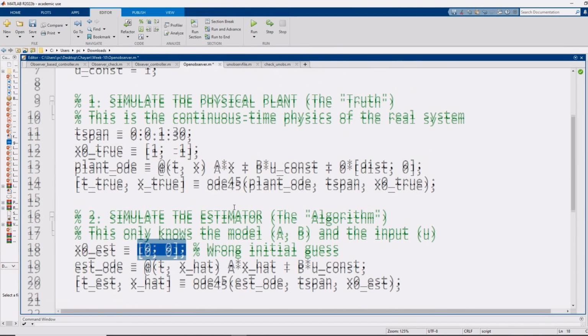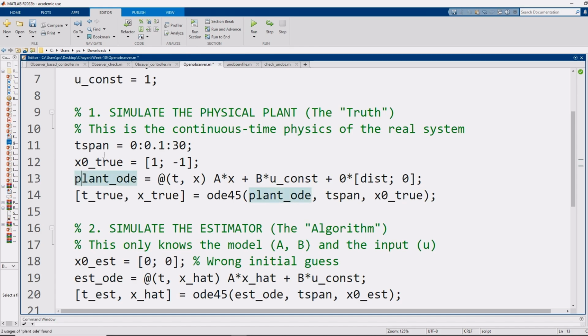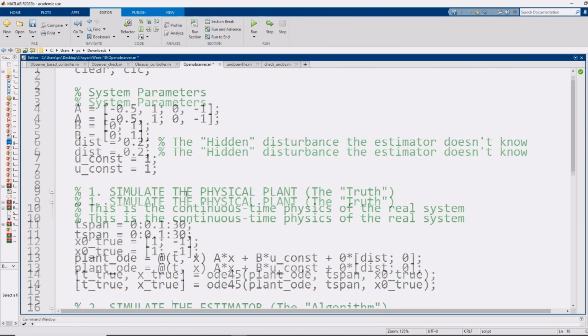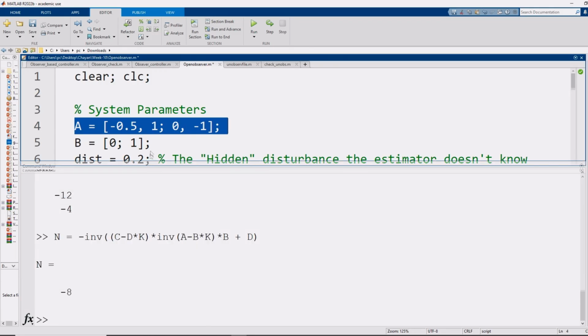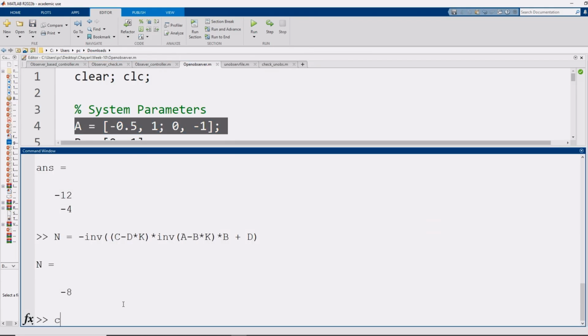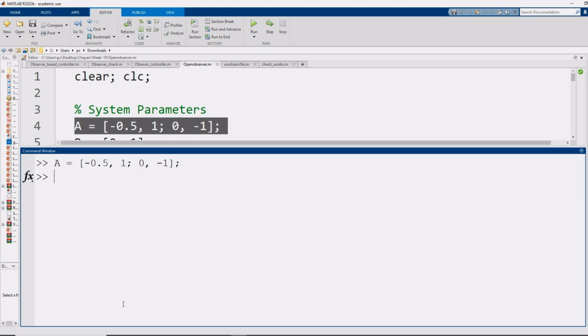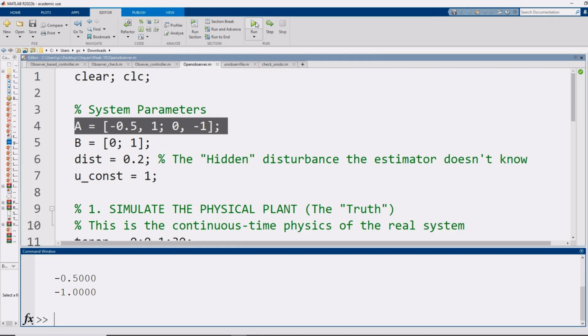I have taken a wrong initial guess, and now I will simulate both these systems together and see how the output would be. Notice my A matrix is this. Let me just check the eigenvalues of the A matrix. If you look at the eigenvalues of the A matrix, the eigenvalues will be minus 0.5 and minus 1. So, this is a stable system. Okay, let us see what happens.